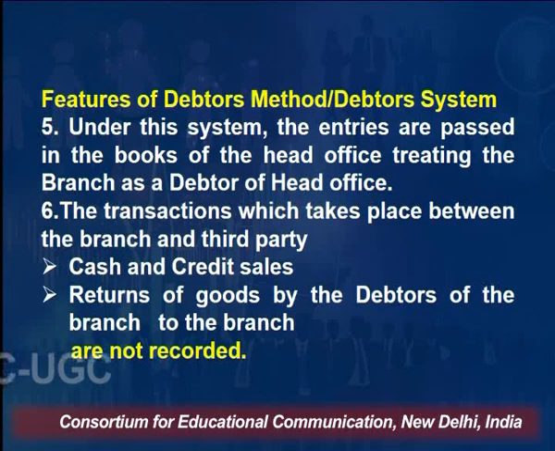So all the items which are between branch and the third party are not going to be depicted in the branch account. That is, if cash sales or credit sales or goods returned by debtors are given in the question, they are not going to be recorded in the branch account. Similarly, any item which is related to the debtors, so debtors are branch debtors, that is bad debts, discount allowed, expenses incurred by the branch, if these items are given in the question, they are between the branch and the third party, so these items are not going to be recorded in the branch account.